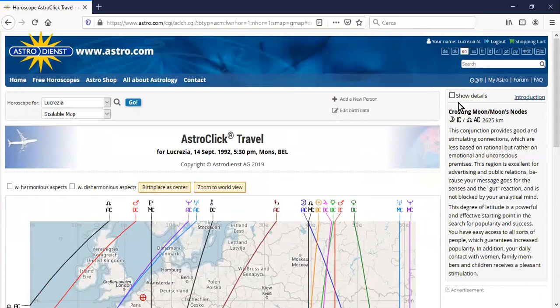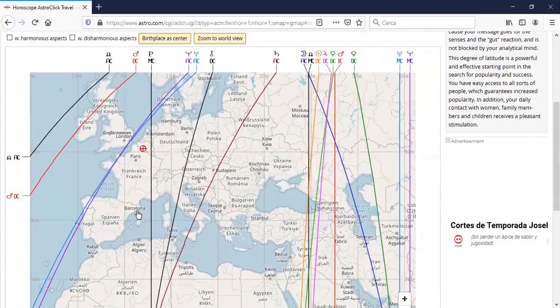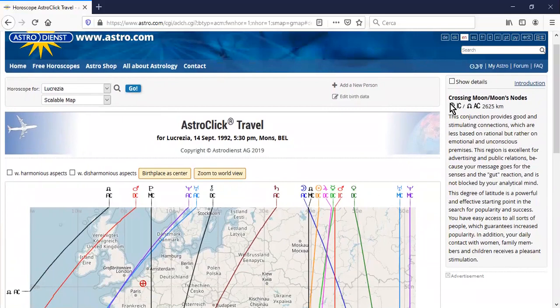And on the right, astro.com is giving you some information about it. So this, for example, for me is not on a specific line. So we have a crossing. We have crossing moon on the IC and north node on the ascendant. So crossing moon on the IC is a great influence for home life, for staying at home, maybe creating a family, spending time at home, and just being cozy.